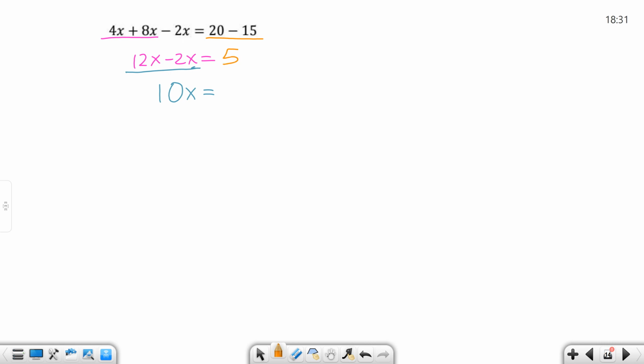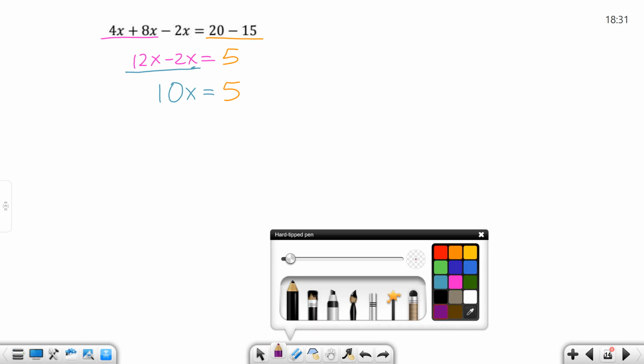The other side, also like terms, not the same as x's, but they're like. 20 minus 15 is 5. Well, I only took 1 step, just bring it down. If I had a bunch of steps down here, I would just draw an arrow and bring my 5 down. Or if your teacher makes you write it down every time, do what your teacher says because you're in their class. But if you did, just write down 5 a bunch of times if it took 8 steps on the left. 10x equals 5.